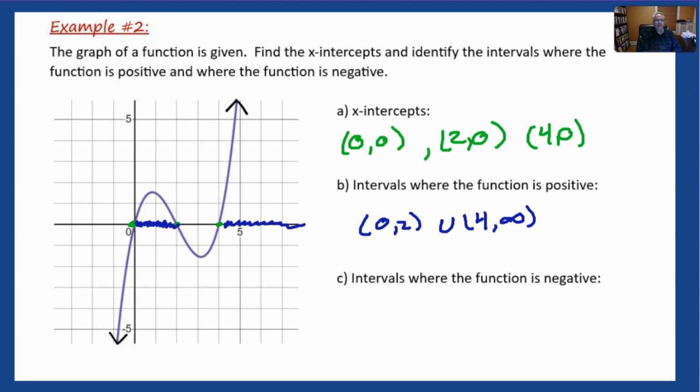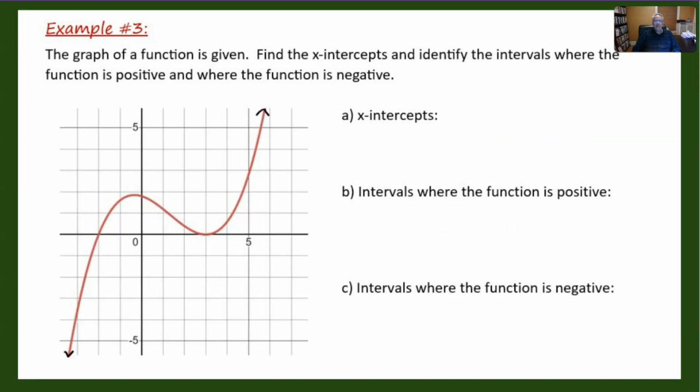Everything else is where it's negative. So from negative infinity up to that first intercept, the function is below the x-axis, and then we have another piece in between these values of x where the function is below the x-axis. So from 2 to 4. Again, we're looking for intervals of x values where the function is above or below the x-axis. This is not too bad.